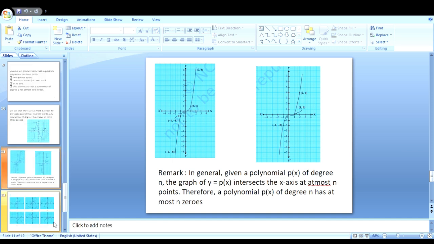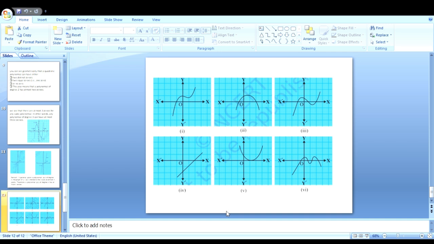Now let's have a quick recap of whatever you have learned. Here are a few graphs represented. Take a look, take your time, and try to identify the number of zeros. Yes, hope you all have got the right answer. You can check the answers.